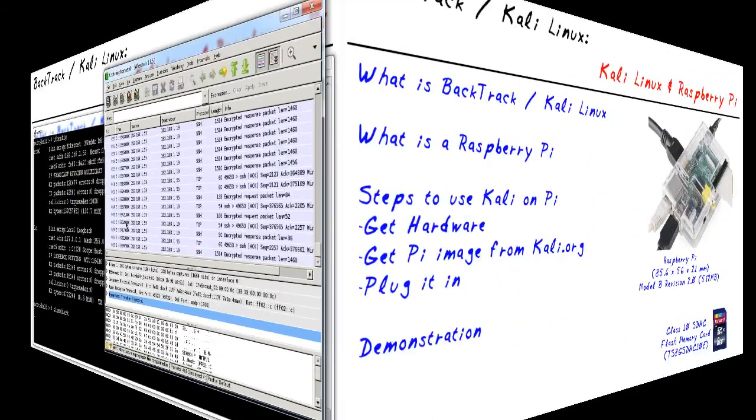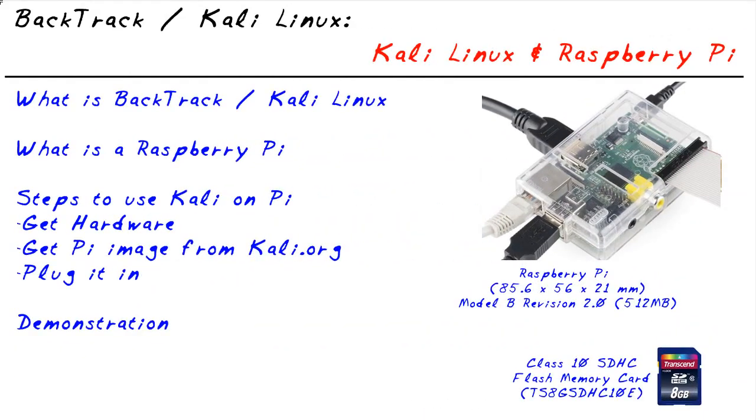In this MicroNugget, we've learned that BackTrack and Kali Linux are Linux distributions that contain hundreds of penetration testing and hacking tools. We learned that a Raspberry Pi is a very small, affordable computer and that we can actually run Kali Linux on a Raspberry Pi. We also took a peek at running an application like Wireshark on Kali Linux that's running on a Raspberry Pi.